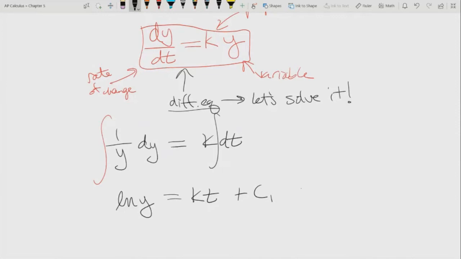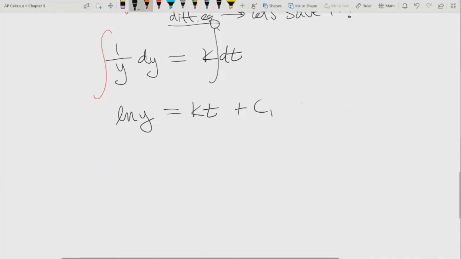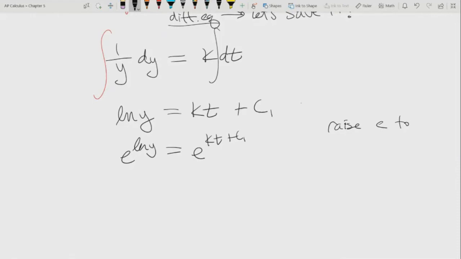Okay, so far so good. Now remember what we did in that last example. How do I get rid of the natural log part of y? I need e raised to the natural log of y, but I have to do that on both sides of this equation. So I'm going to rewrite this here and say e^(ln y) equals e^(kt + c1). So we just raise e to both sides.